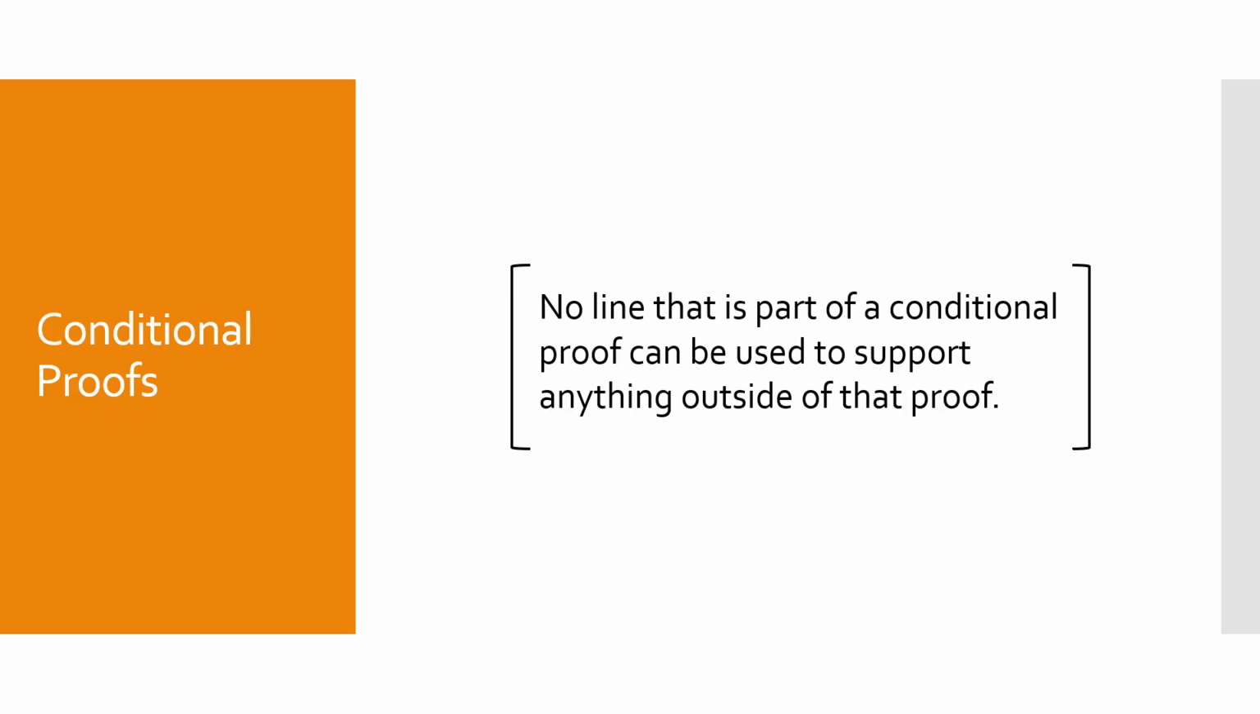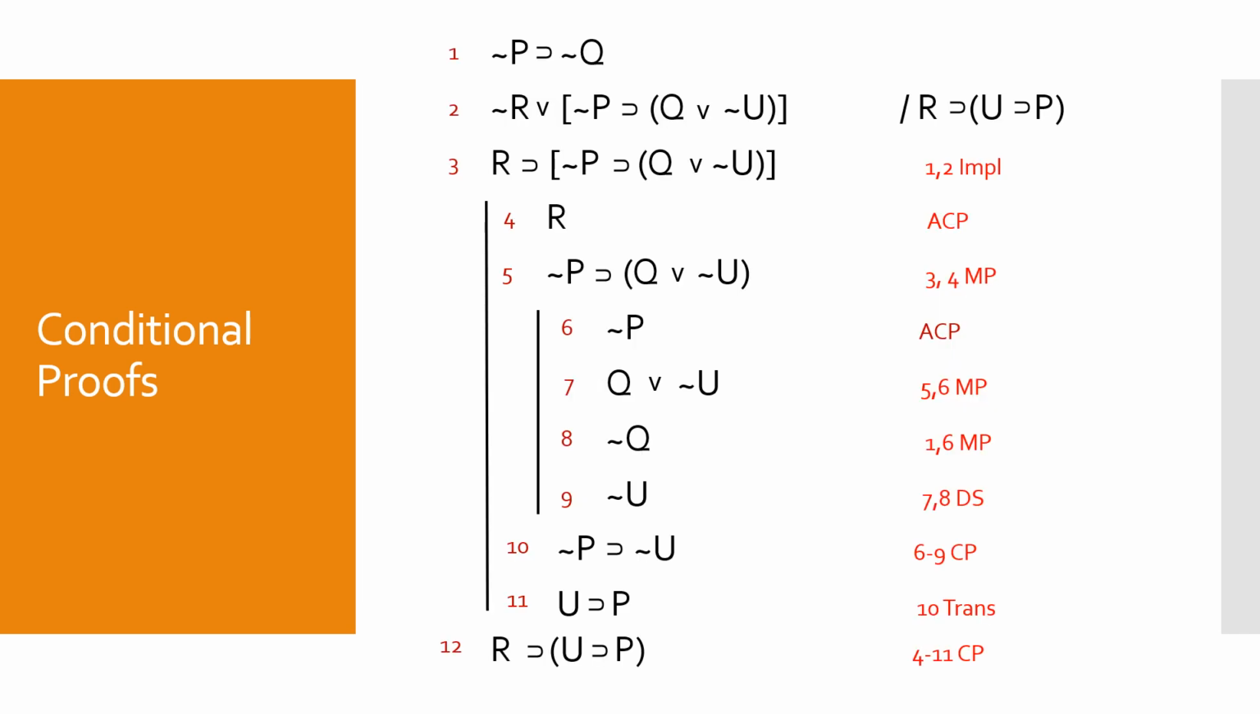Now, there are a couple points left that need to be mentioned, and then we're pretty much finished with dealing with conditional proofs. The first is that no line that is part of a conditional proof can be used to support anything outside of that particular proof. To return to the example we've been using, what this basically tells us is no line in our sequence between 6 and 9 could be used to support any line subsequent to line 9. And no line in the sequence between 4 and 11 could be used to support any line subsequent to line 11. Lines 4 or 5 could, of course, be used to support any line in sequence 6 through 9, though.